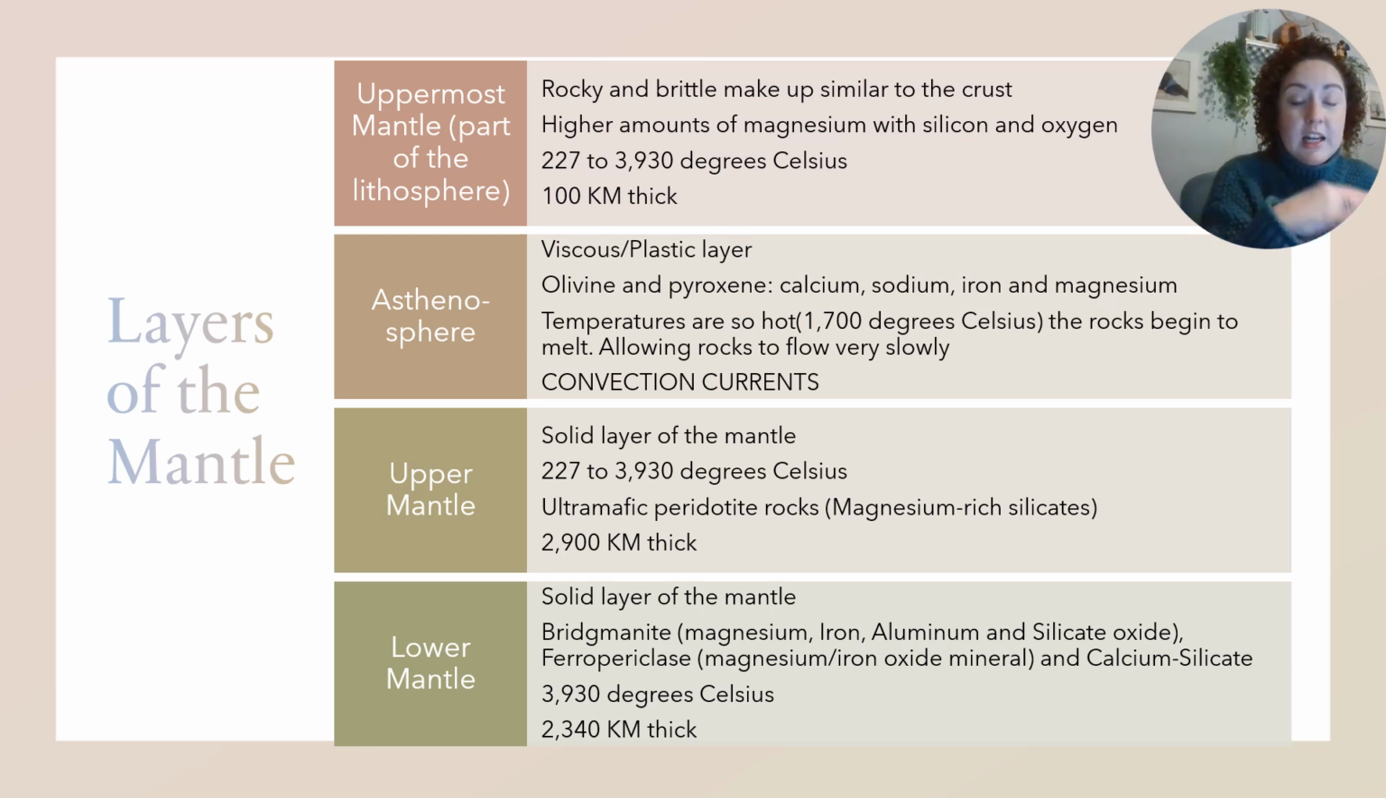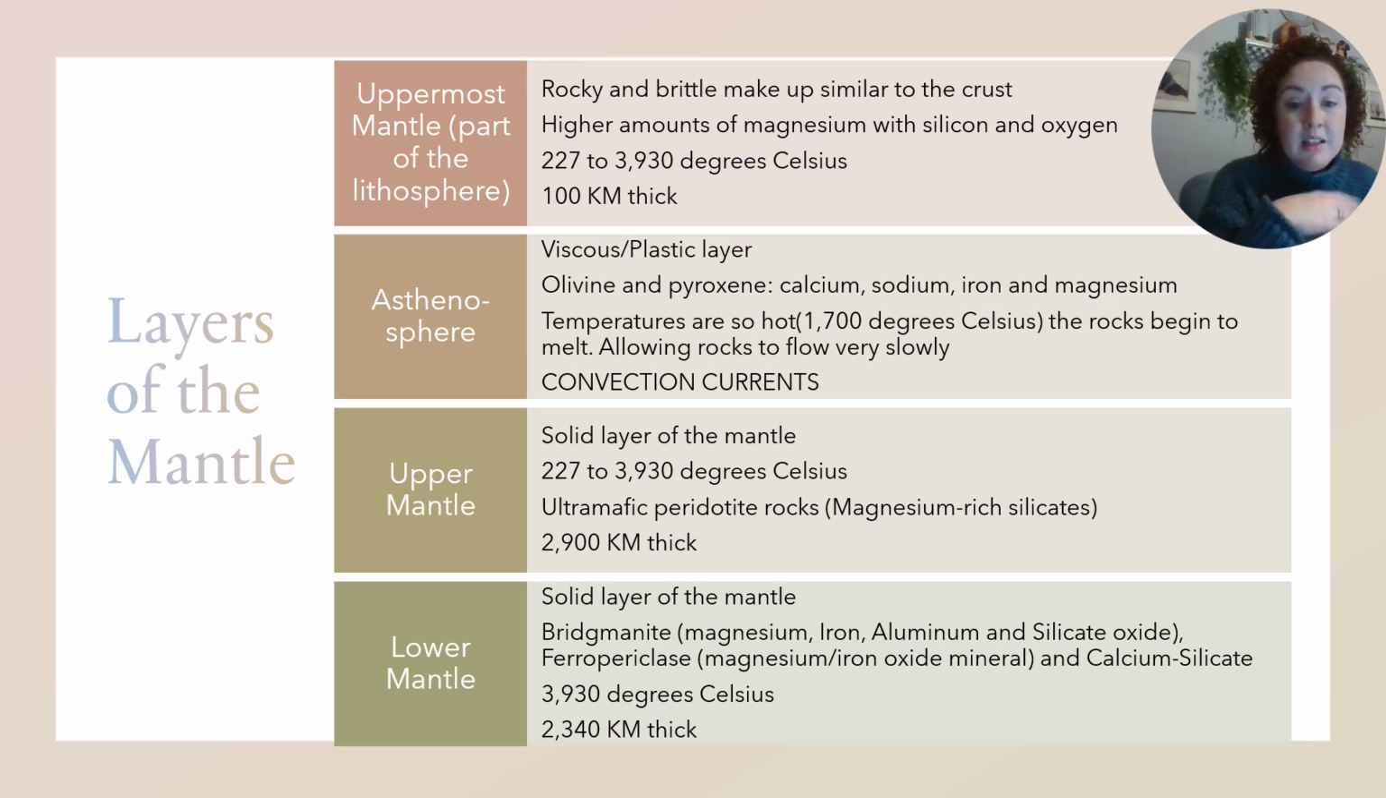The lower mantle is another very solid layer. There is a lot of bridgmanite, ferropericlase, and calcium something or other. I can't see because when I start recording my thing goes right in the bottom. Basically, iron, magnesium, some aluminum, silicon, oxygen, calcium thrown in. That's a lot of very heavy stuff. Your amounts of aluminum, silicon, and oxygen are going to decrease compared to the magnesium and iron. This is where we're feeling a lot of that heat, that 3,930 degrees Celsius.